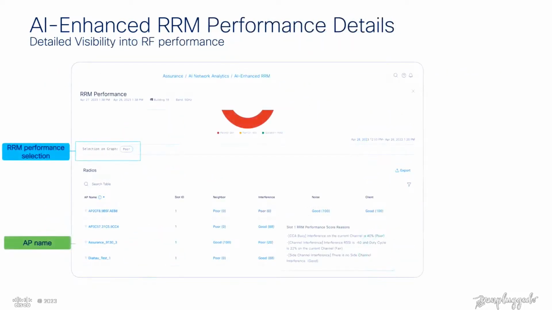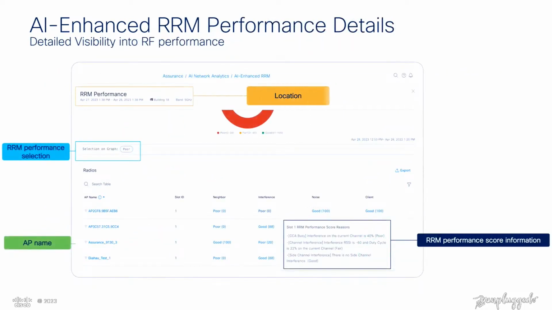So if we drill in, let's say, for example, on RRM performance, we can go to the top here where it says location. You can see it gives us a time. It gives us a site, a building 18, and then it shows us the band. And then you select either the poor, fair, or good APs in the graph, and in this case, I've selected poor. And you can see then it populates all the APs that are in that particular poor section. So these are all the APs that are particularly poor.